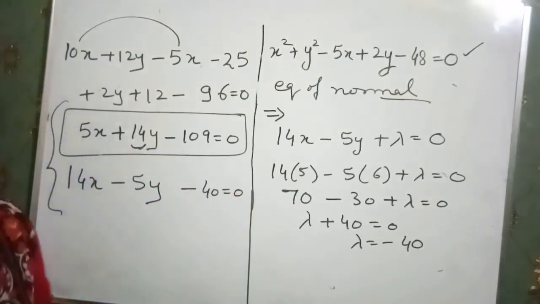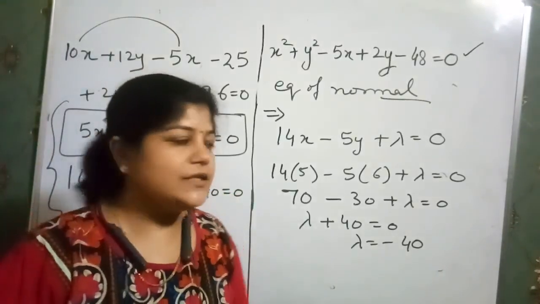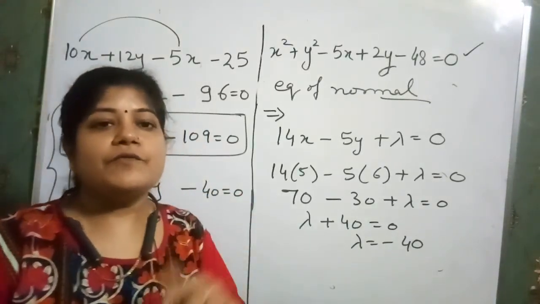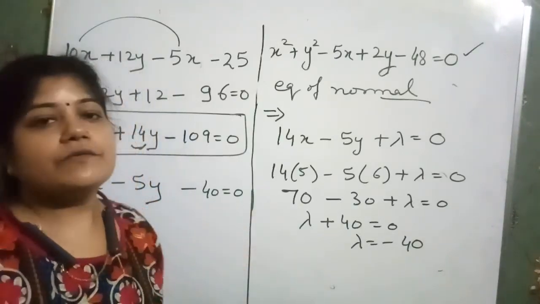So I think it is clear to you how to find the equation of tangent and how to find the equation of the normal for simple circles and for the standard form of the equation of the circle.